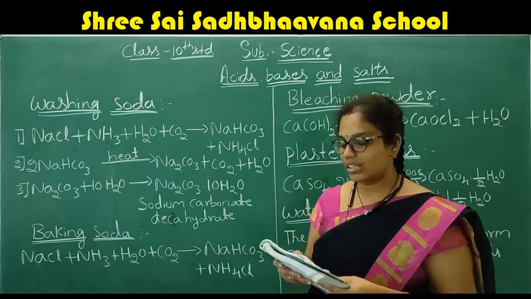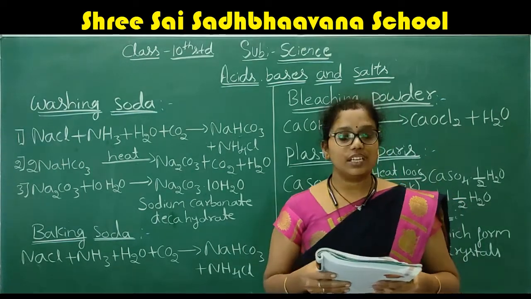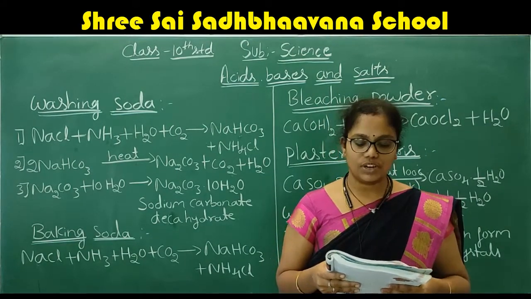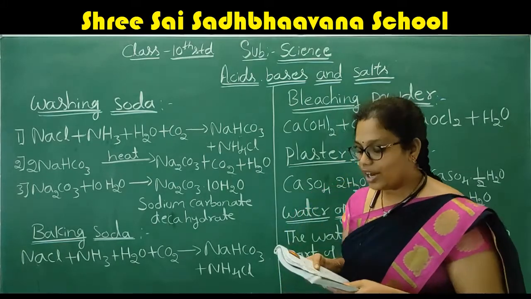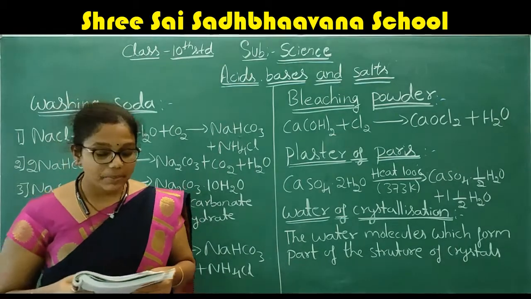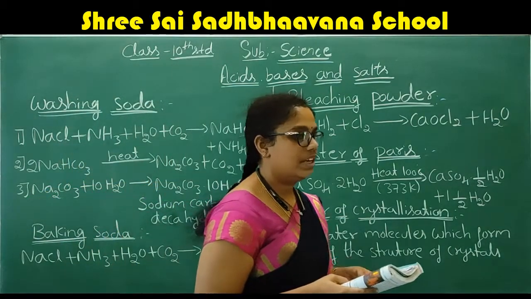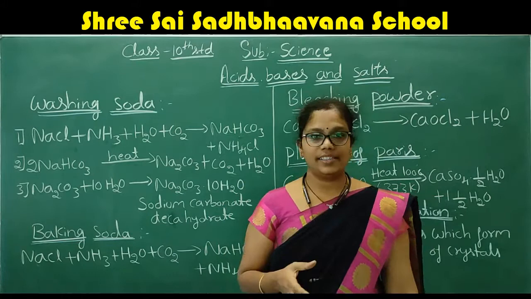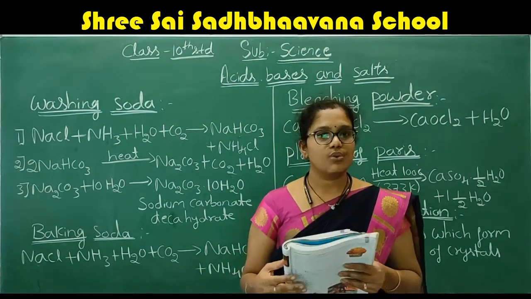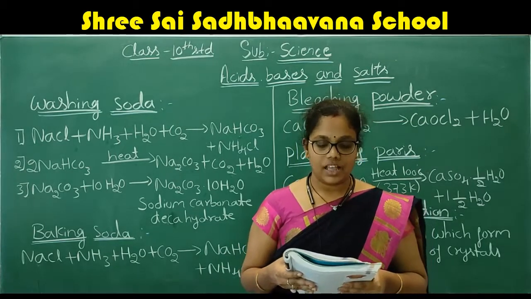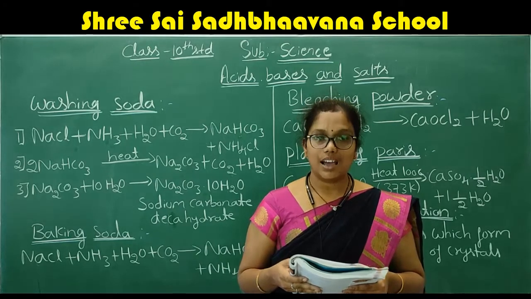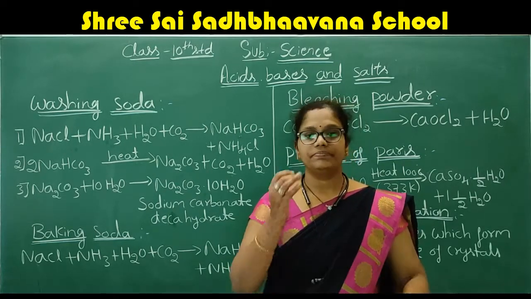This washing powder, the sodium carbonate, is used in many of the dry soap powders. This is one of the uses. Second point, the sodium carbonate is used for removing the permanent hardness of the water. To remove the hardness of the water, we also use the sodium carbonate. And the sodium carbonate is also used in the manufacture of glass, soap and paper.